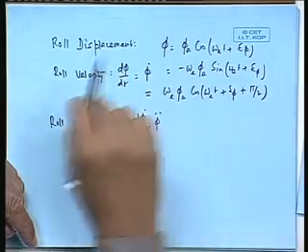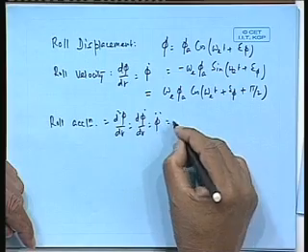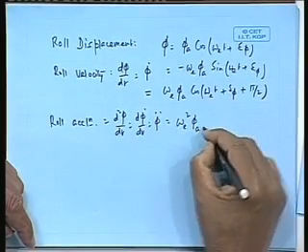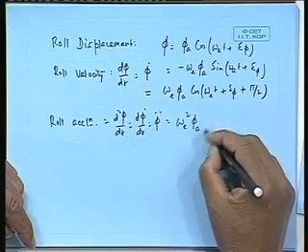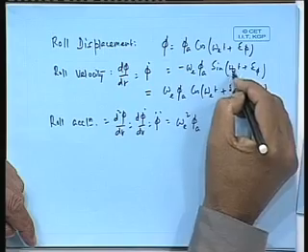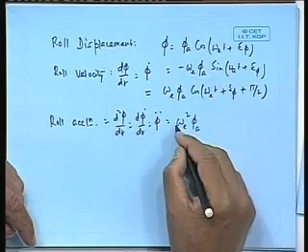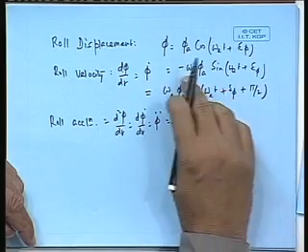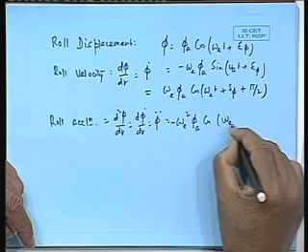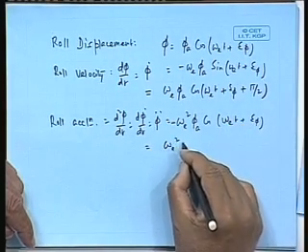You know, like second differentiation of displacement or first differentiation of velocity, phi double dot equals minus omega e square phi a, cos... sine becomes cos, so it is minus omega e square phi a cos(omega e t plus epsilon phi).